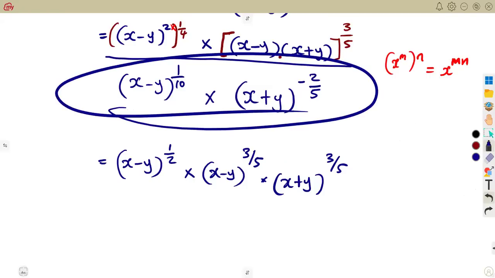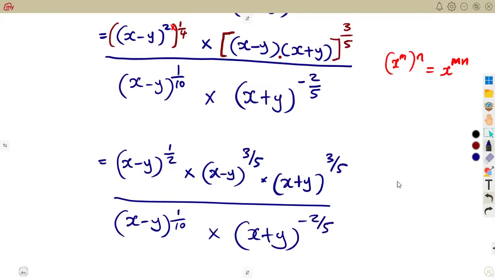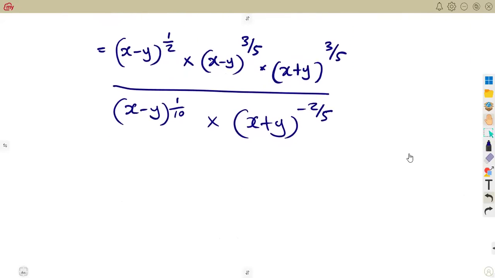This part, just rewrite. We do not have any law. We cannot combine anything. They just rewrite as it is to the exponent of 1 over 10 times x plus y to the exponent of minus 2 over 5. So this is where we are. What are we going to do? Our laws again. Multiplication, division: x to the exponent of m times x to the exponent of n. We add the exponents when you are multiplying the bases that are the same. A division, if you are dividing like this, you subtract the exponents.